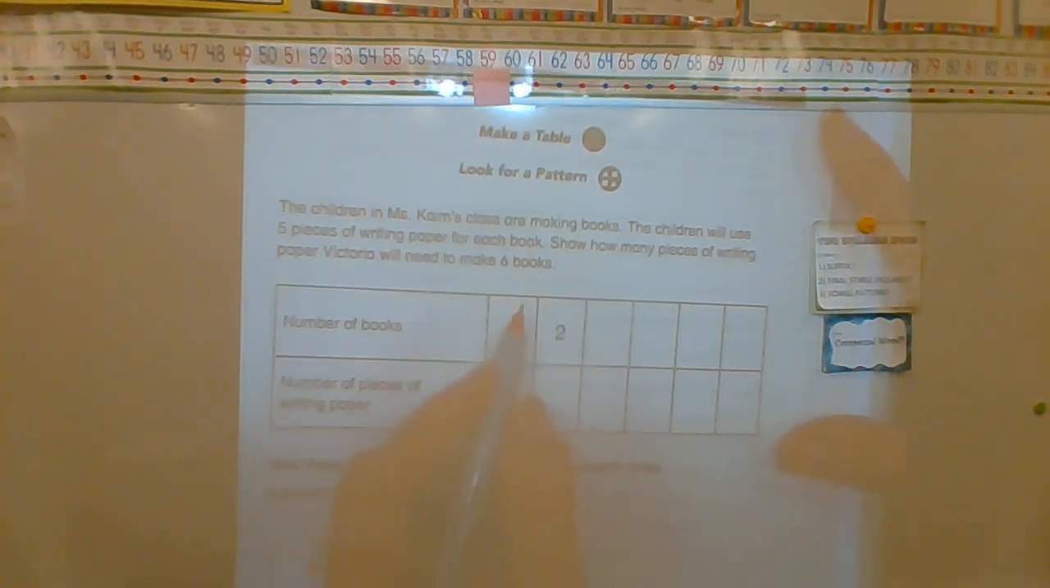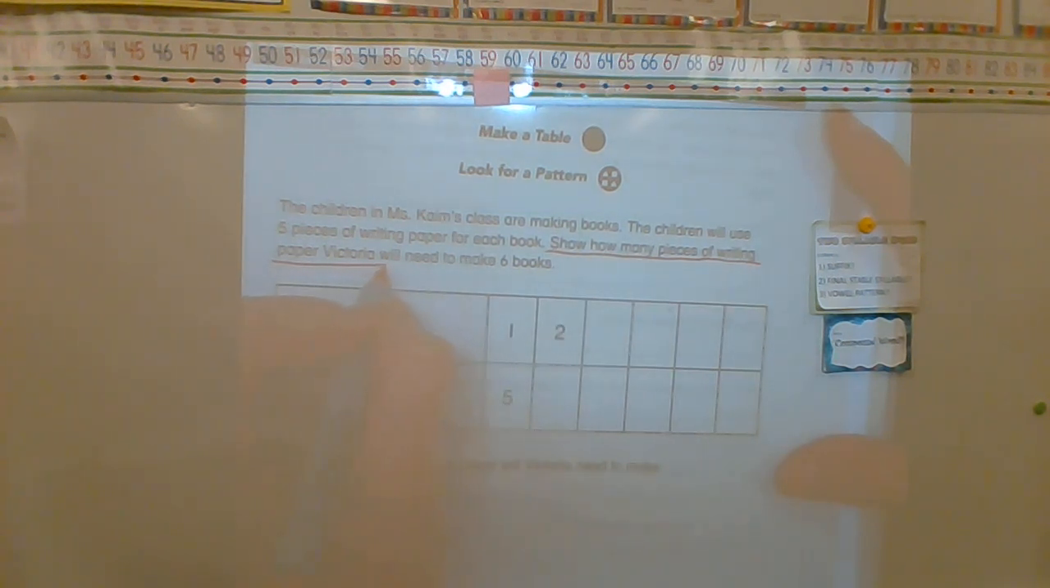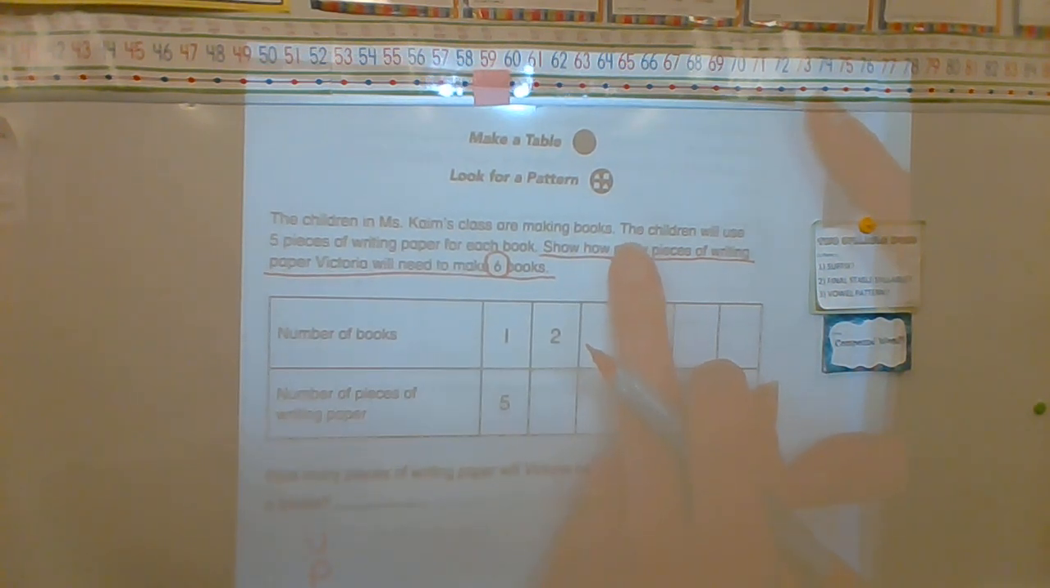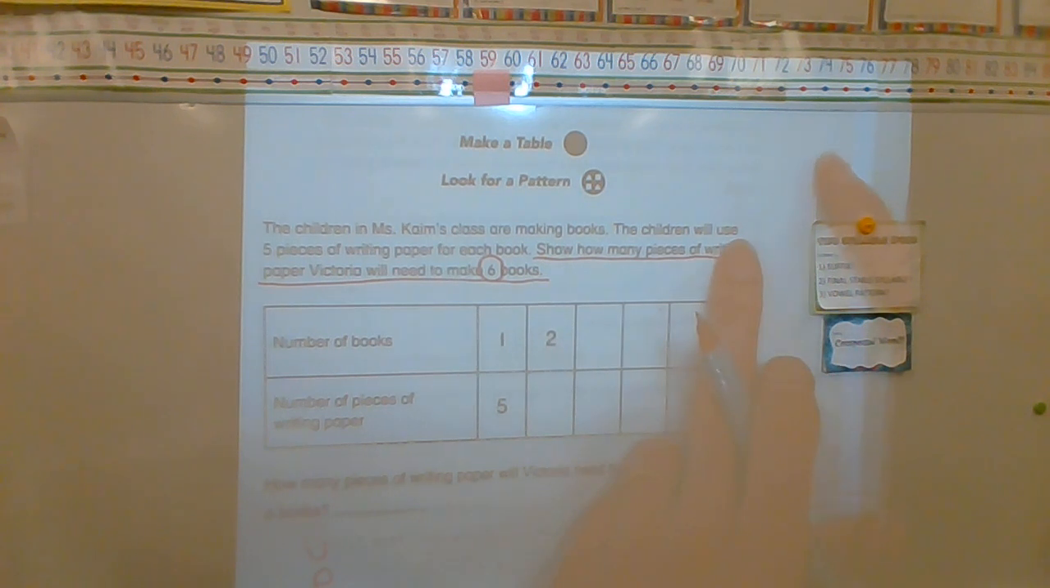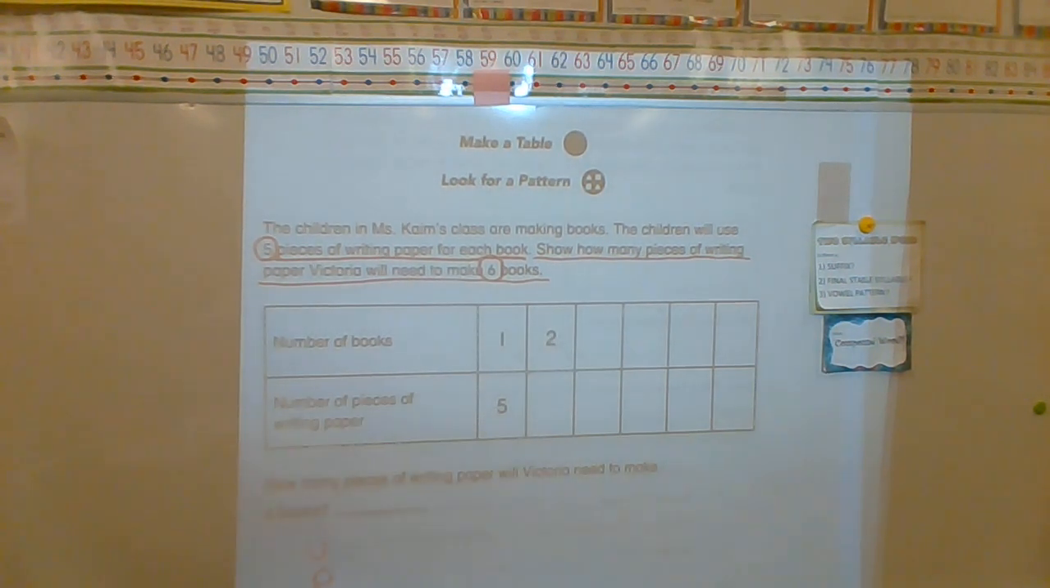So let's underline our job. Show how many pieces of writing paper Victoria will need to make 6 books. Now, this is important information too. The children will use how many pieces for each book. So they're going to make 6 books. There will be 5 in each. Okay? That is called an equal group story because each book will have an equal number of pieces of paper.